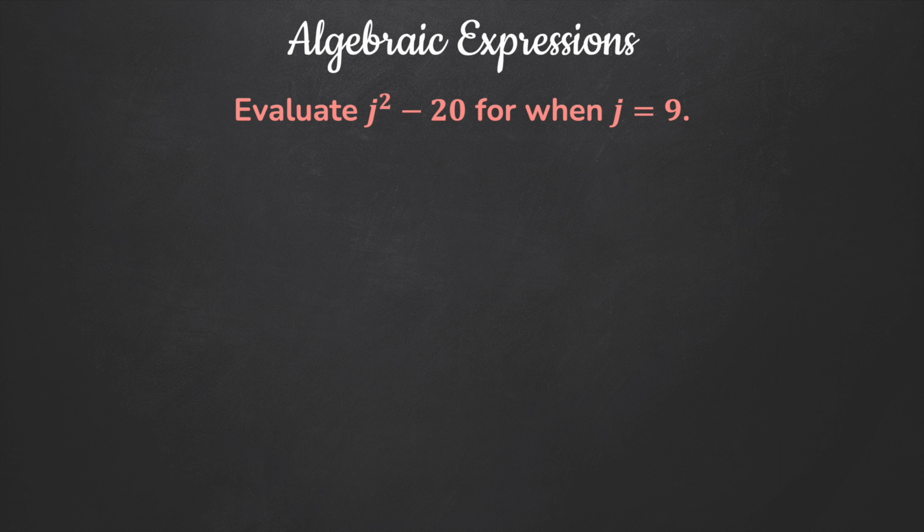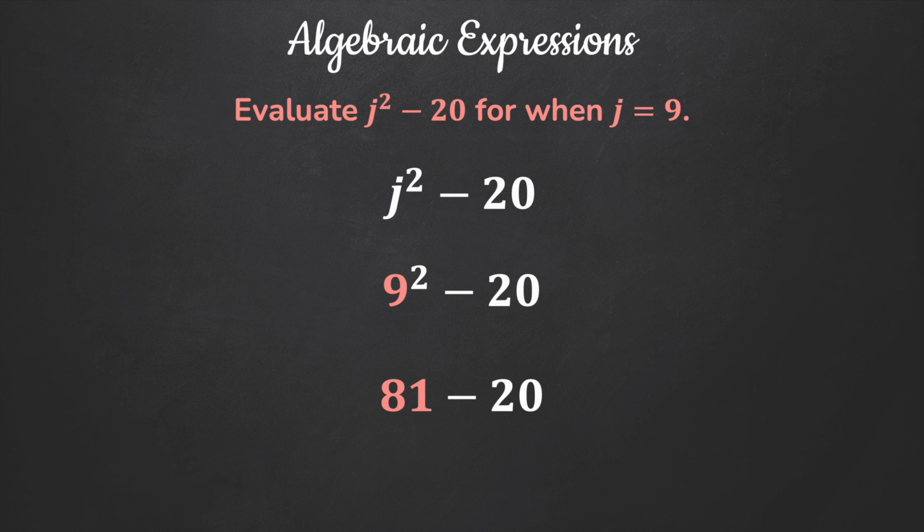Here we have evaluate j to the power of 2, or we could say j squared, minus 20 for when j is equal to 9. Here we have an exponent and subtraction, and we're going to substitute the j for 9 because we're given that j is equal to 9. According to order of operations, we are going to do the exponent first. So 9 squared is equal to 81, and 81 minus 20 is equal to 61.